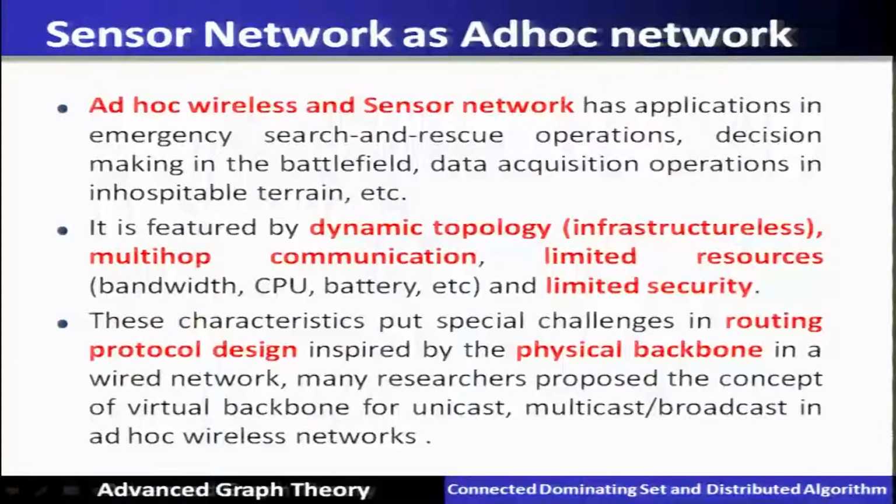So let us see that sensor network is also a network. Sensor network is also a wireless network, and we can view it as an ad hoc network. So ad hoc wireless and sensor networks have applications in emergency search and rescue operation, decision making in a battlefield, data acquisition operation in inhospitable terrains, etc. It is featured by a dynamic topology. Here in such applications there is no possibility of establishing the infrastructure and operating the wireless communications, hence it is a dynamic topology wherein the infrastructures are dynamically created on the fly on demand.